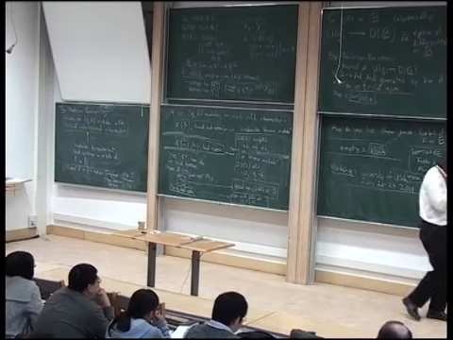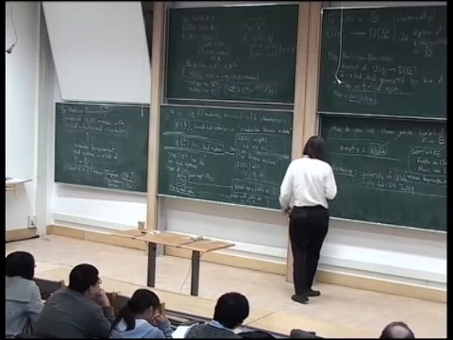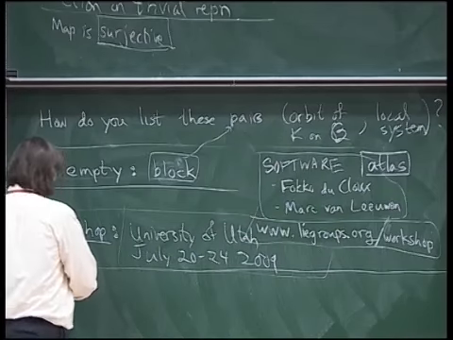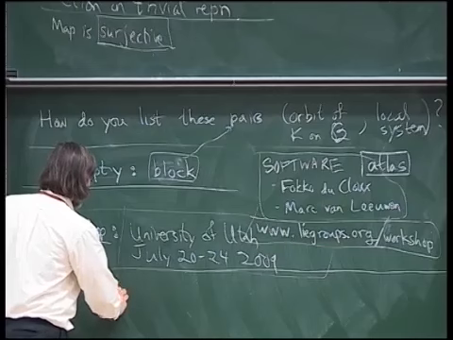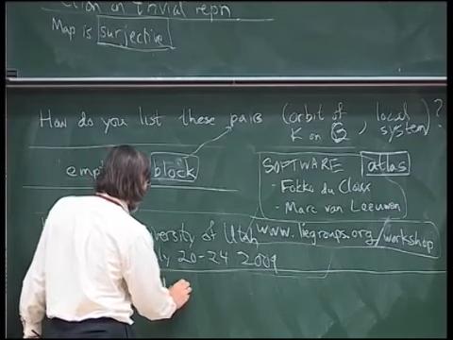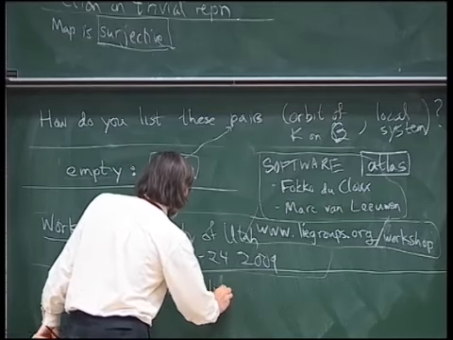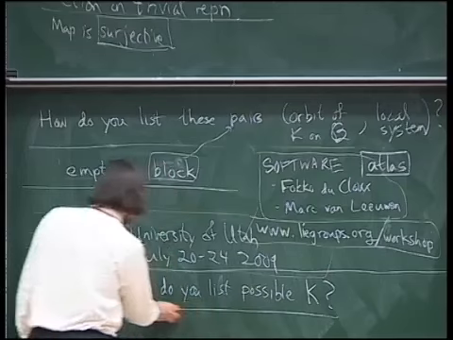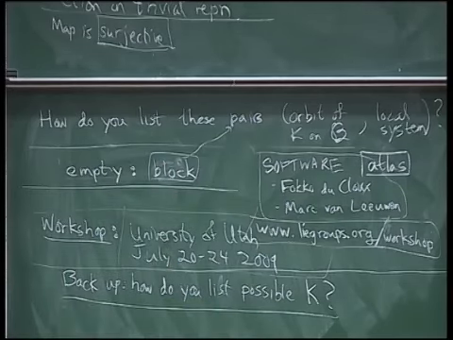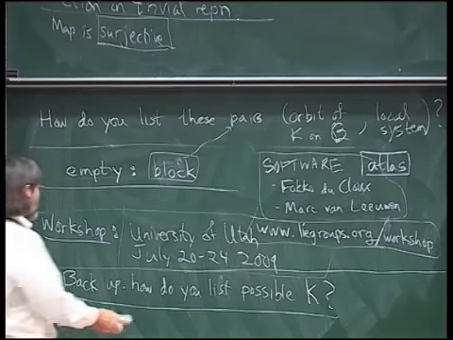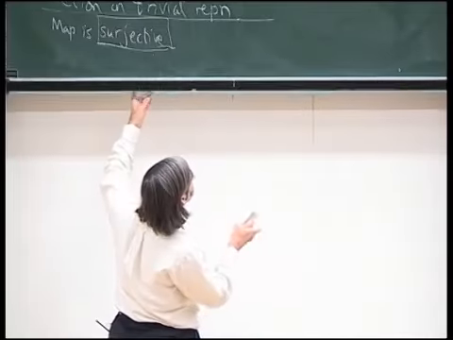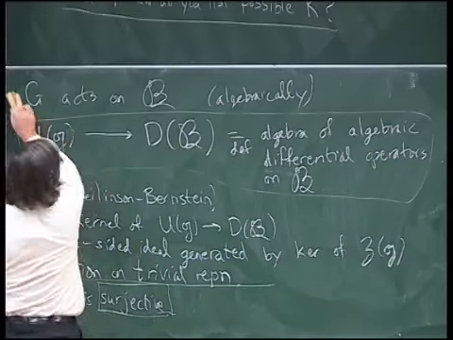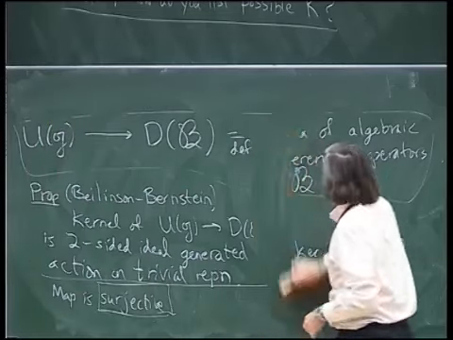So how do you do this really? It's useful to back off a little bit and ask, how do you list the possible Ks? Here's the story.